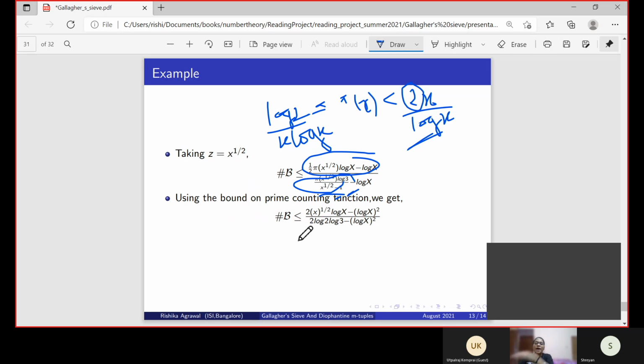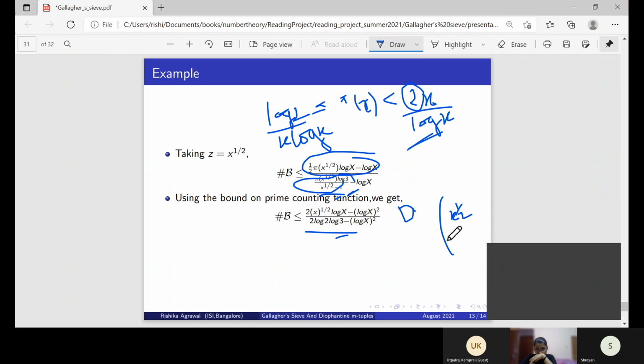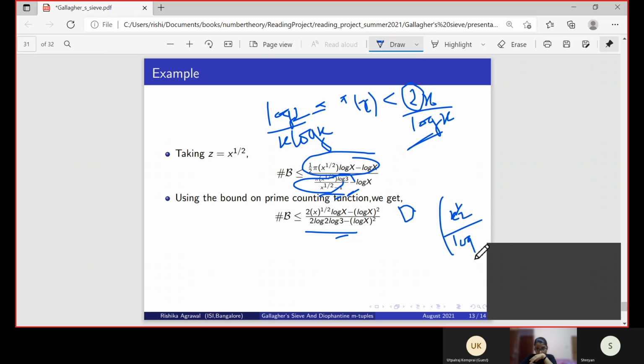Okay, so I would like to ask: if we look at this roughly, it looks like this is capital O of x over log x, root x over log x. But as we saw in the beginning, or we all know, the size of the even numbers is of the order x by 2.